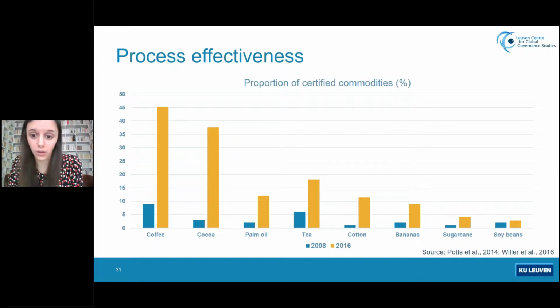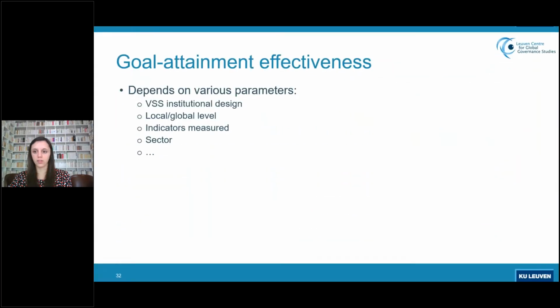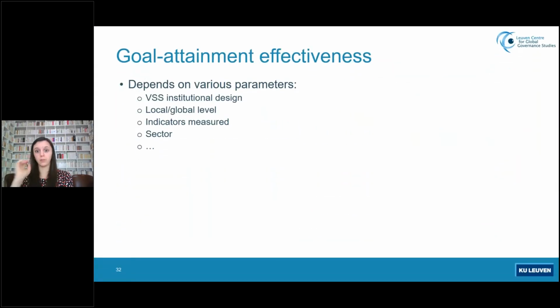In the cocoa sector, it's also more or less the same. The production grew from about 3% to more than 37% in just 8 years. And you can see the same for certified palm oil as well, which grew from 2% to 12%, and for the other commodities as well. So it shows that on the whole, certification is really gaining ground on different commodities markets. So that was for adoption of VSS, so process effectiveness. Let's now look at goal attainment effectiveness.